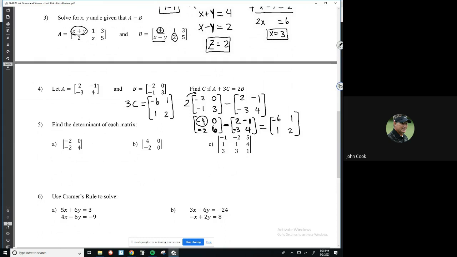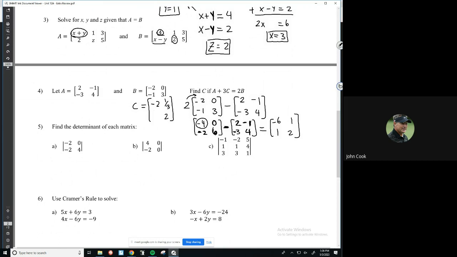So if I just divide all the terms by 3, that would give me C. So I'm going to do that, divide everything by 3. So I get negative 6 over 3, which is negative 2. And then 1 over 3, and then 1 over 3 again, and then 2 over 3. So there you go. That's the solution for this one.